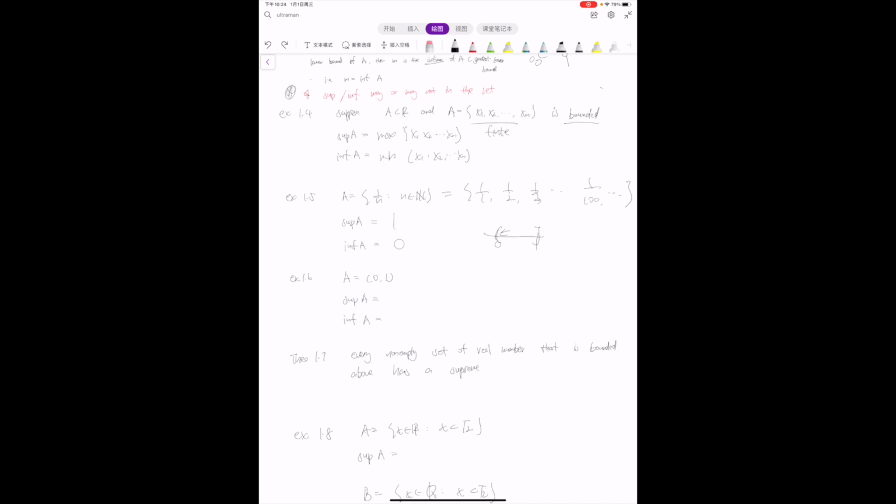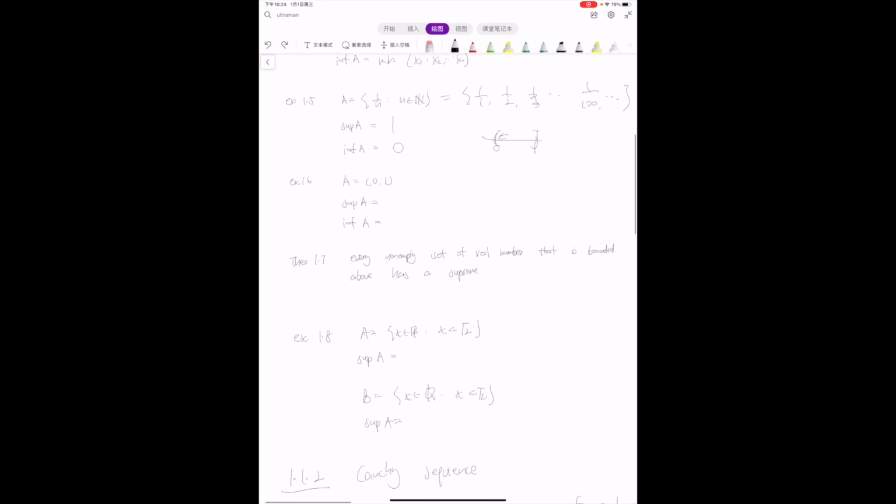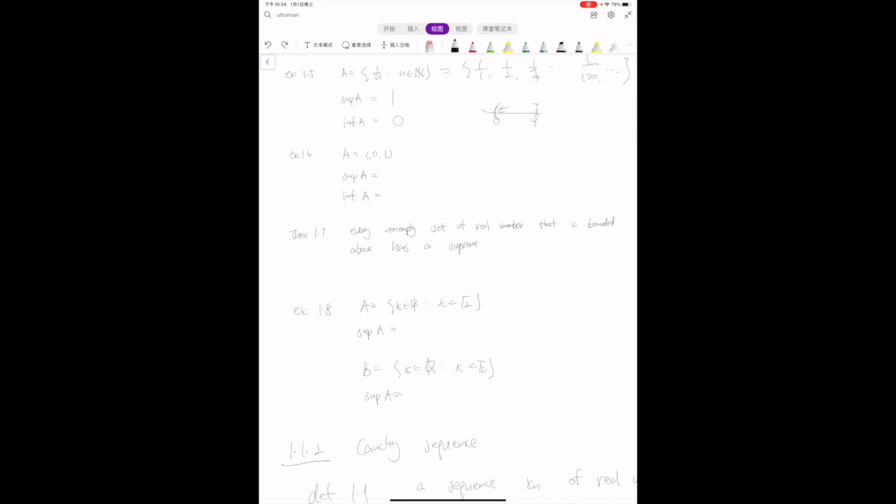this topic. And also another example, which we saw earlier. So we can draw it in here. This is 0 and this is 1. The supremum of A is obviously 1, and the infimum of A is 0. And again, 0 and 1 are not in this set.